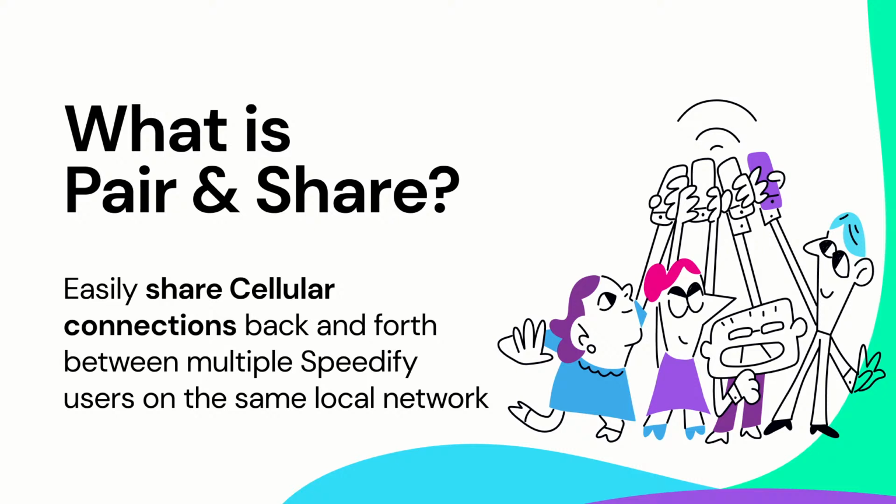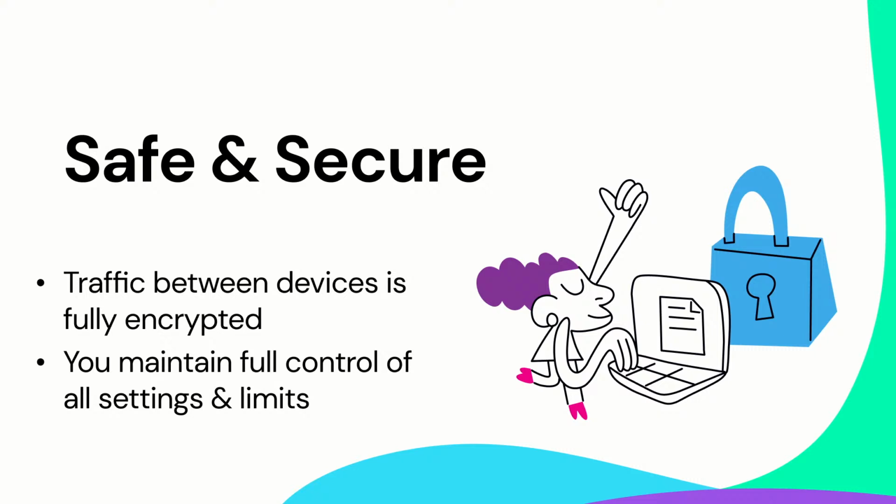Well, that's great. So basically, it's a feature that allows us to easily share cellular connections back and forth to anybody running Speedify. That's pretty awesome. So it's good to note, since we are a VPN company, that any traffic you share with other people is encrypted through the device. So there isn't anybody else watching your traffic as well. So this is a really cool feature.